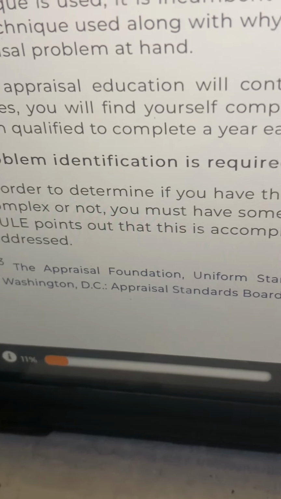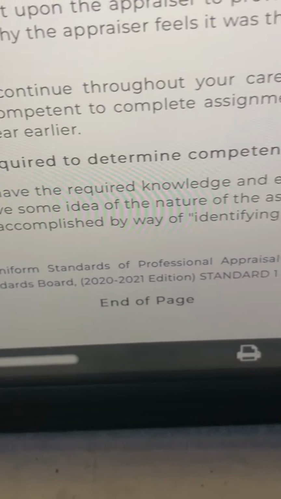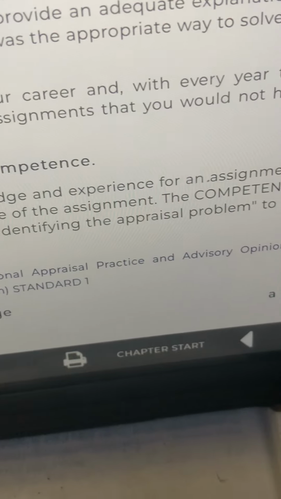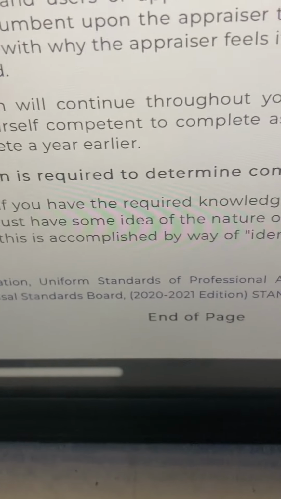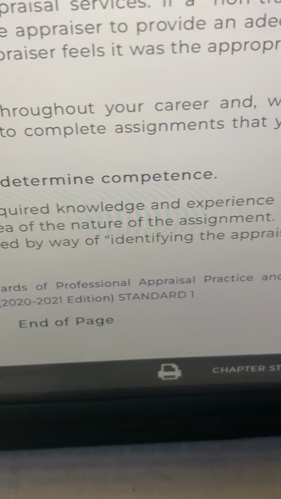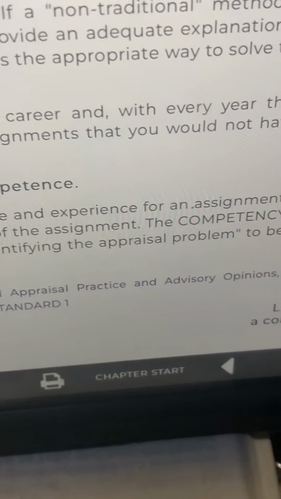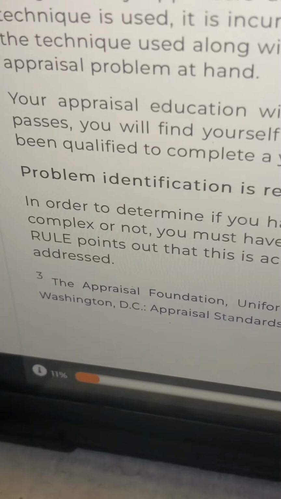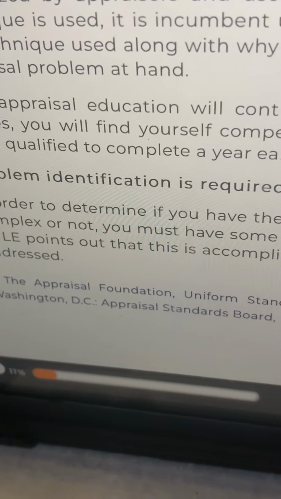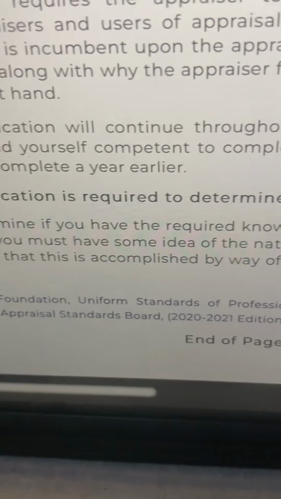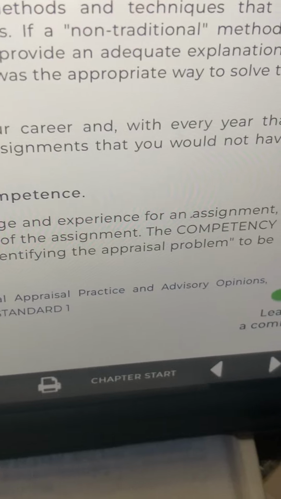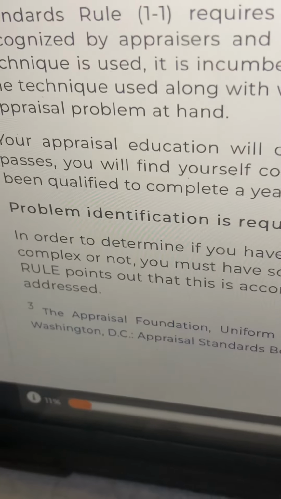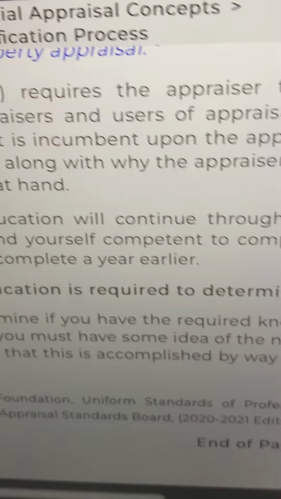In order to determine if you have the required knowledge and experience for an assignment, complex or not, you must have some idea of the nature of the assignment. The competency rule points out that this is accomplished by way of identifying the appraisal problem to be addressed. End of page.